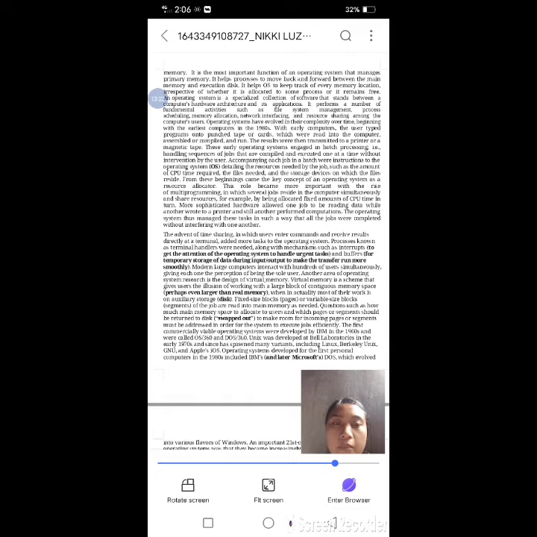This role became more important with the rise of multiprogramming, in which several jobs reside in the computer simultaneously and share resources, for example, by being allocated fixed amounts of CPU time in turn. More sophisticated hardware allowed one job to be reading data while another wrote to a printer, and still another performed computation. The operating system thus managed these tasks in such a way that all the jobs were completed without interfering with one another.